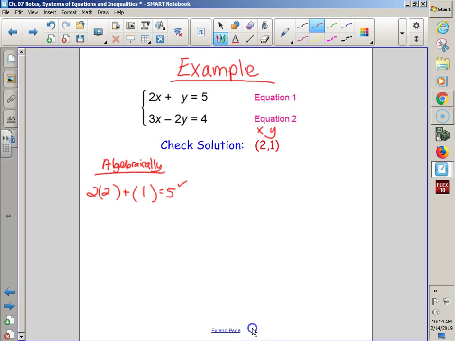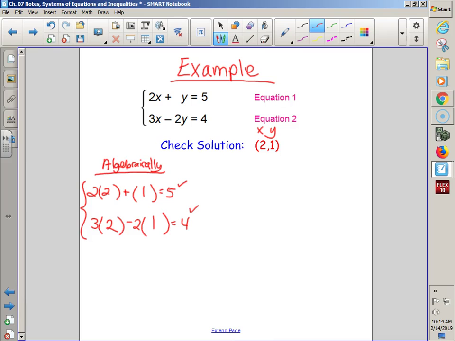Wait. For a system, it has to work in both, not just one. Each line has infinitely many points, but do they share any? 3 times x minus 2 times y. Plugging in your x, plugging in your y, I plug in 2, I plug in 1. 6 minus 4 is 4. True?